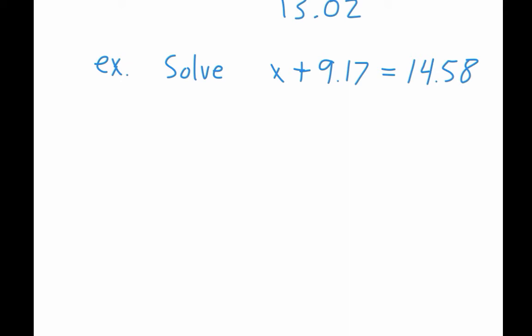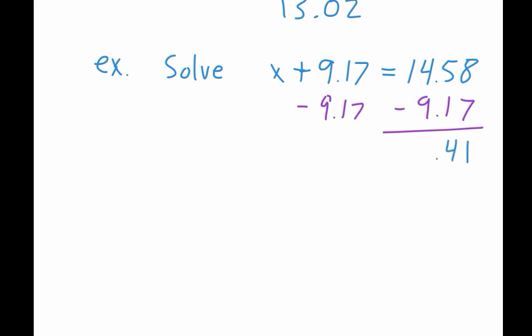And they added 9.17 to x, so to undo addition we must subtract. So we subtract 9.17 from both sides to keep it equal. I'm just going to line up things right here on the right hand side. Now as we do our subtraction, 8 minus 7 is 1. 5 minus 1? 4.